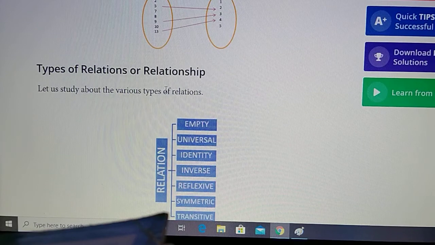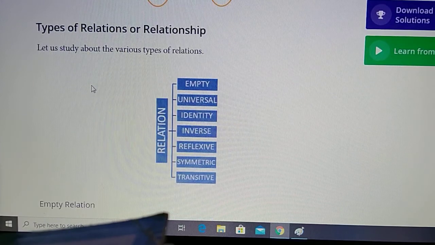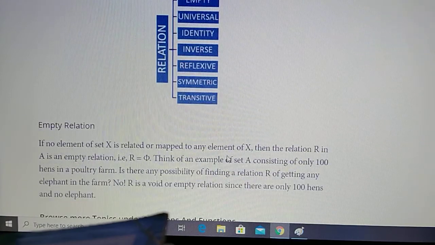Okay, so now we need to move ahead. Types of relations or relationship. So let us study about the various types of relation. Empty, you know, the word says itself, universal, identity, inverse, reflexive, symmetric or transitive. So we have here 1 2 3 4 5 6 7, total 7.